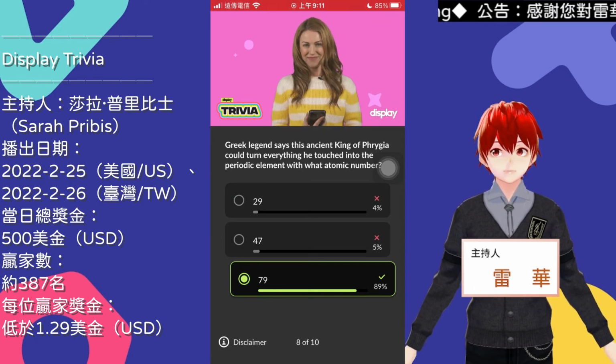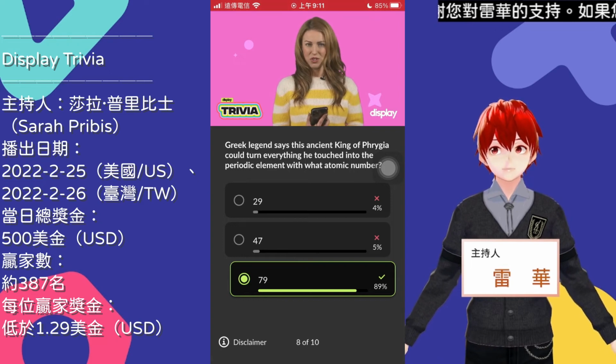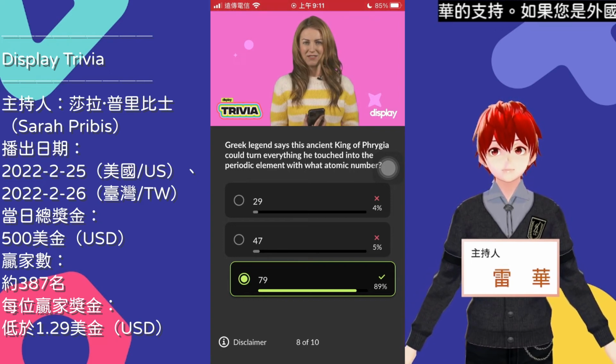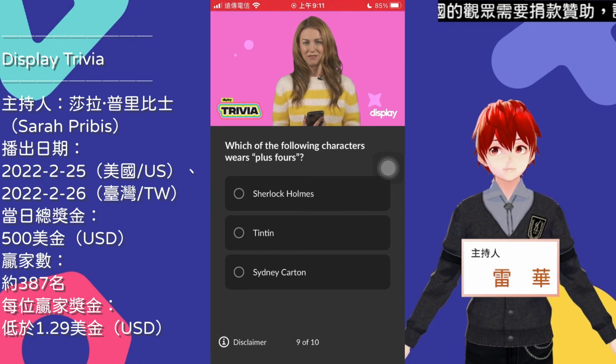Question 9. Which of the following characters wears plus fours? Sherlock Holmes, Tintin, Sidney Carton? Which of the following characters wears plus fours? Sherlock Holmes, Tintin, Sidney Carton.